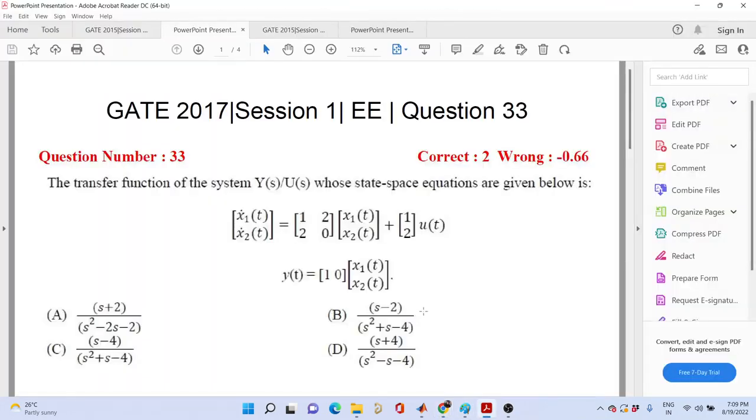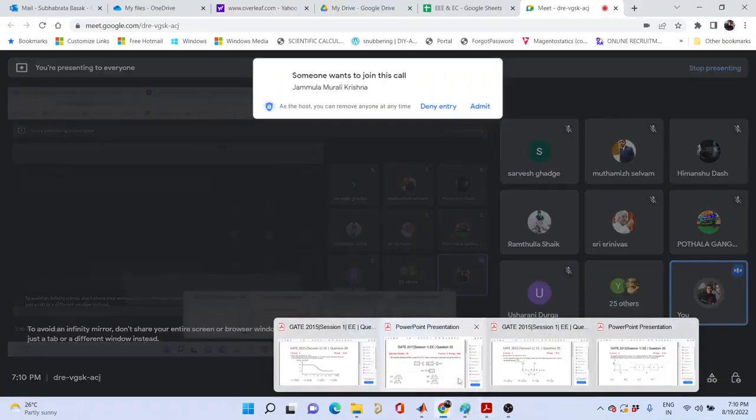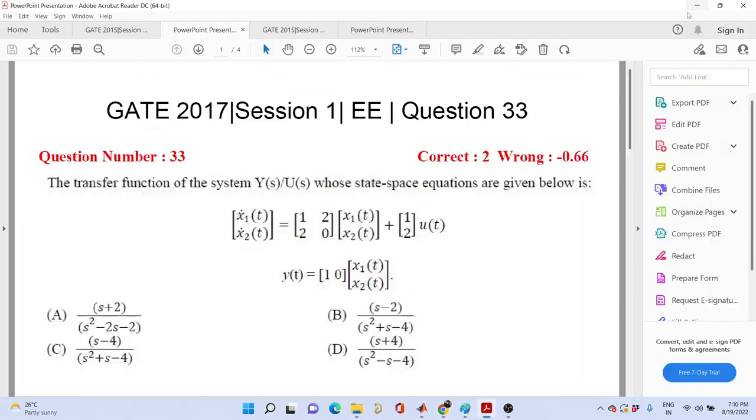Okay, so anybody else? There are two people who have done it. They are saying it's option D. So Ramtula has done it, right? Ramtula, you are saying it is D, right? Yes, sir. Tell me one thing. Just by looking at these equations, can you tell me whether it is a stable system or unstable system? Just by looking at the equation. It is unstable system, sir. And why do you say that? Because some terms are negative polarity, sir.